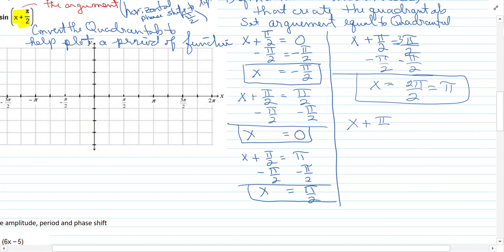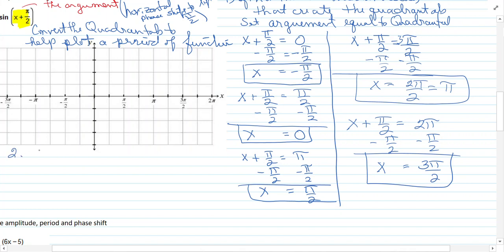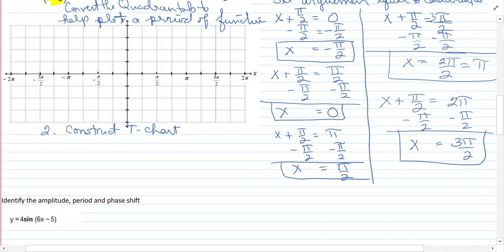x plus pi halves is equal to 2 pi. So I'm going to subtract the pi halves, and that gives me x equals 3 pi halves. All right, so you notice that we're moving to the left pi halves. All right, so now we're going to do our t-chart. And we don't have an amplitude or a change of period. We will eventually, but not right now.